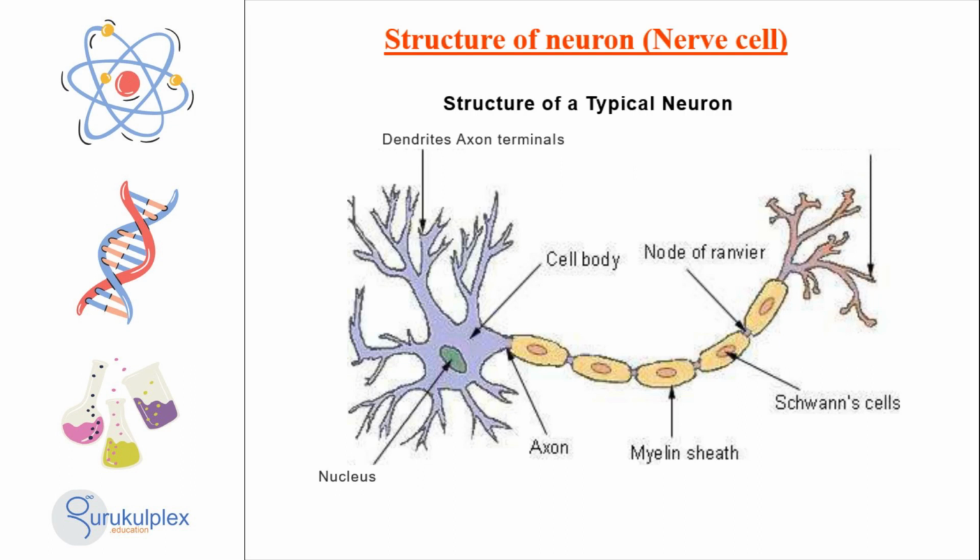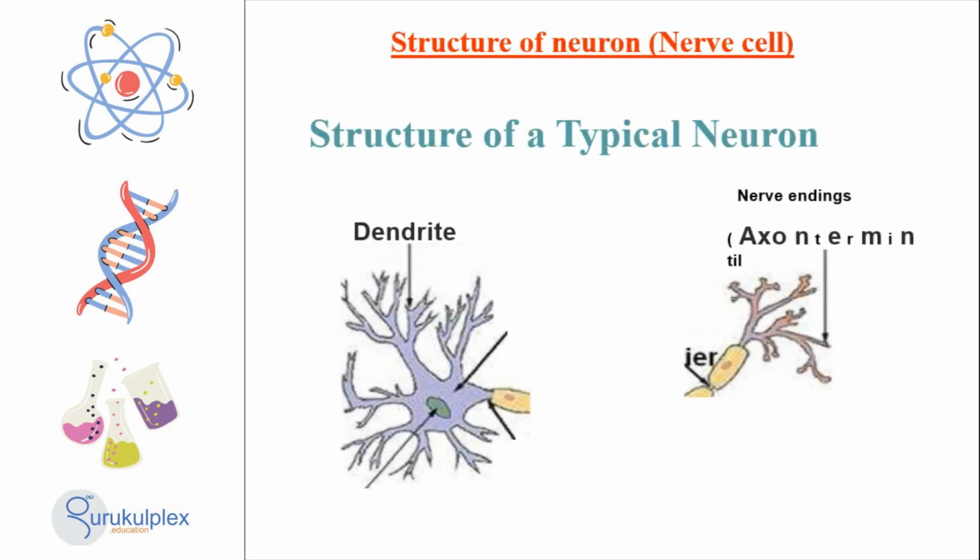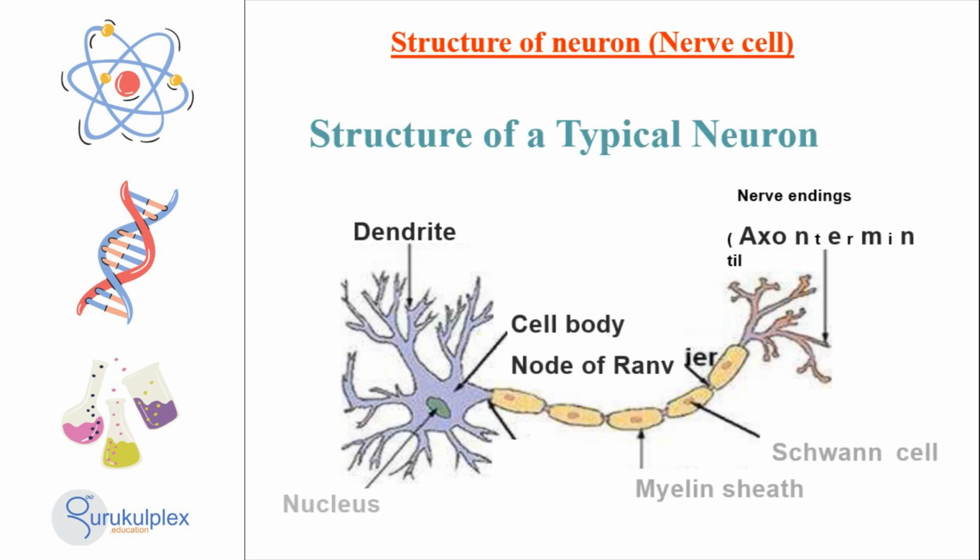Neurons are the fundamental structural and functional unit of the nervous system. A neuron, also known as a nerve cell, is composed of several parts such as the dendrite, nucleus, nerve endings, cell body, axon, Schwann cell, and myelin sheath. All of these elements work together to make up a neuron and are vital in the transmission of signals from the brain to the other parts of the body.